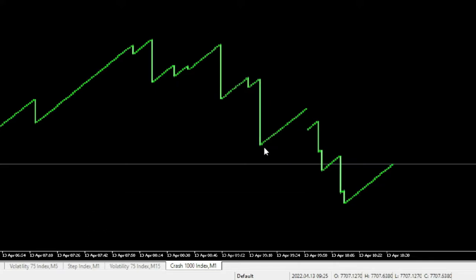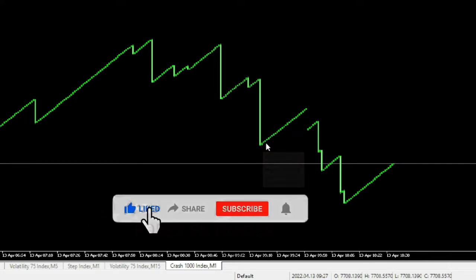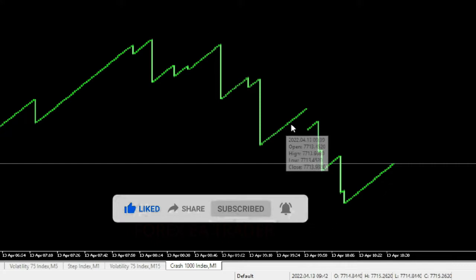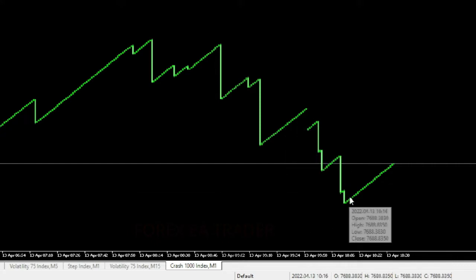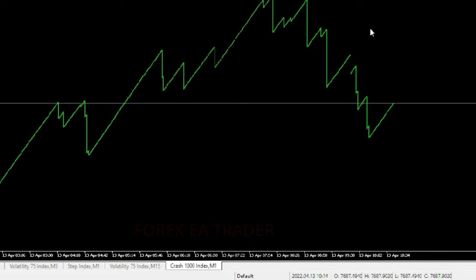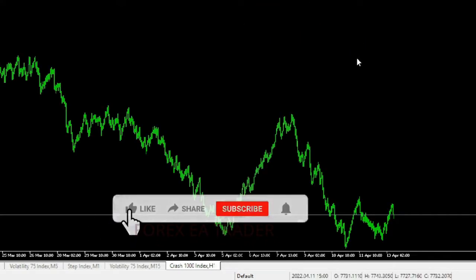This is actually crash. So you get these spikes going down because it's crash 1000. Then when it's boom 1000, you actually get these spikes going up. But then you also get these tiny retracement candles. So that's how he loves to trade these synthetic indices. I think it's too risky.